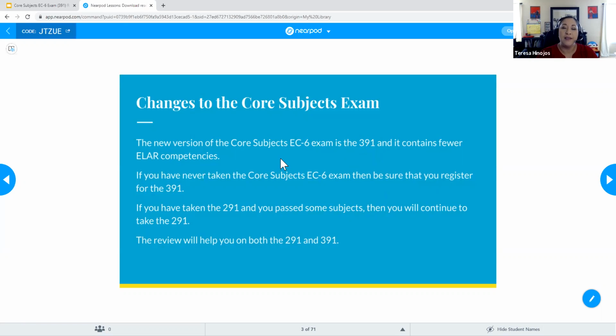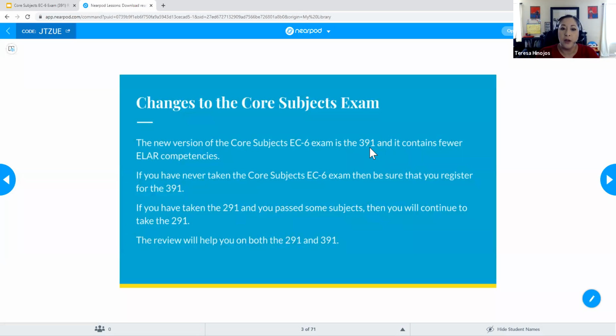And so if you are taking the 391, the difference is just that in the 391, they have removed some of those ELAR competencies. So for people that have tested with the 291, if you've already passed some of the subjects, then you're going to have to continue taking the 291, or else you're going to have to take the whole test all over again. So in other words, we have some individuals that took the 291 last year, and they passed like 3 of the 5 subjects. So they want to continue taking that 291 just to knock off those last 2 that they need. But if they switch over to the 391, they're going to have to take all 5 subjects again.